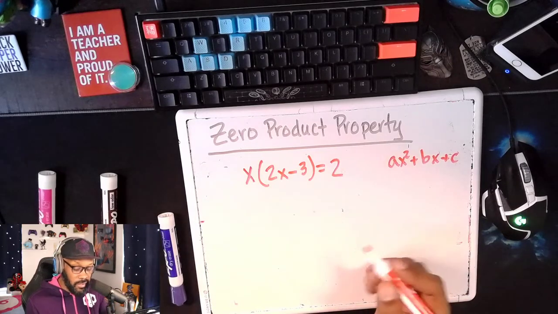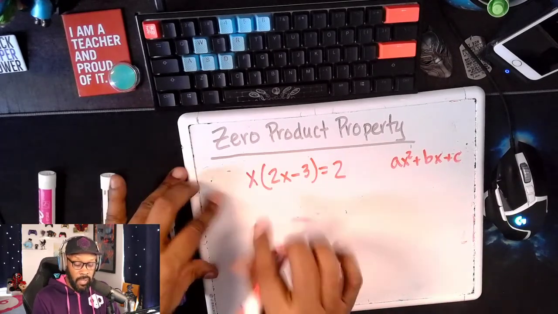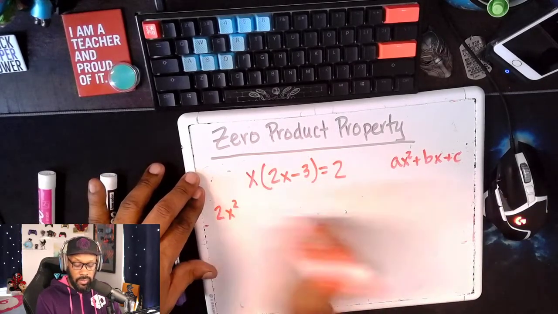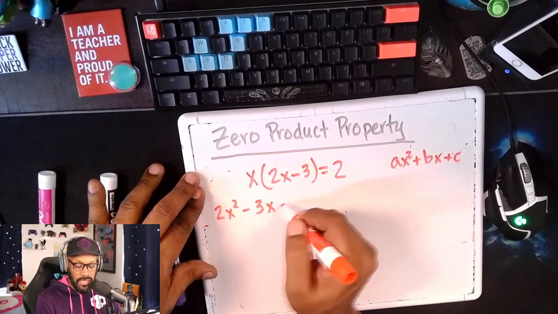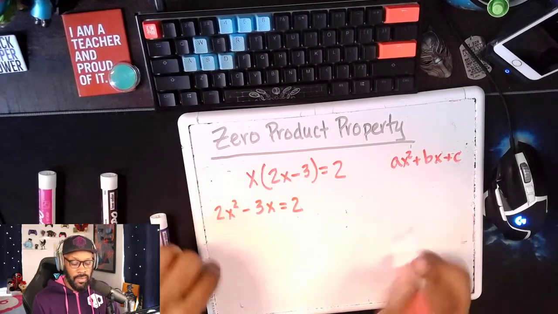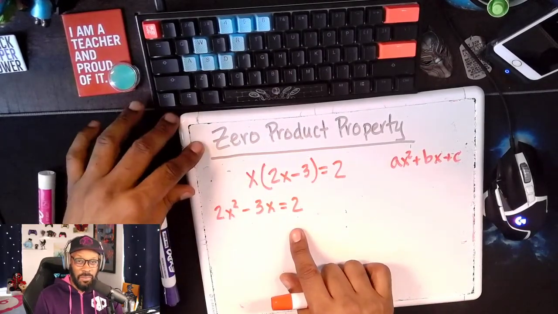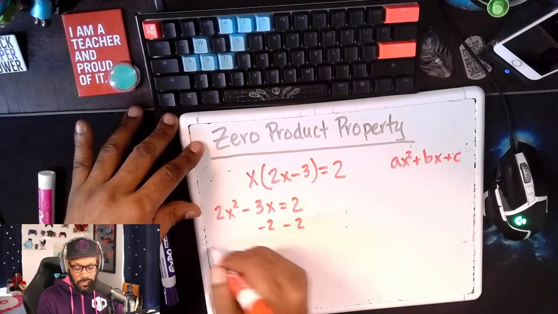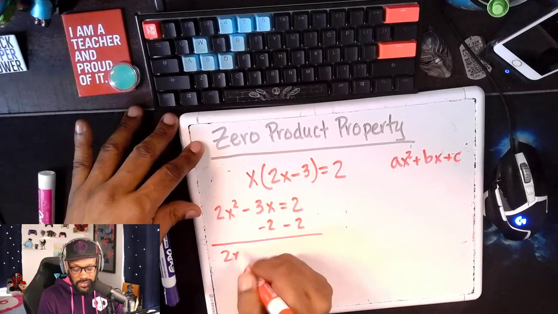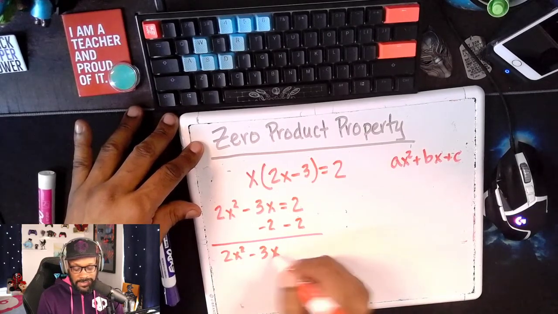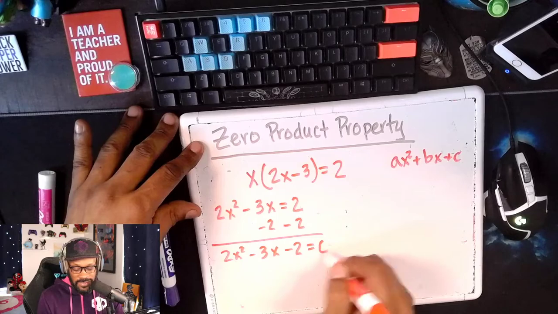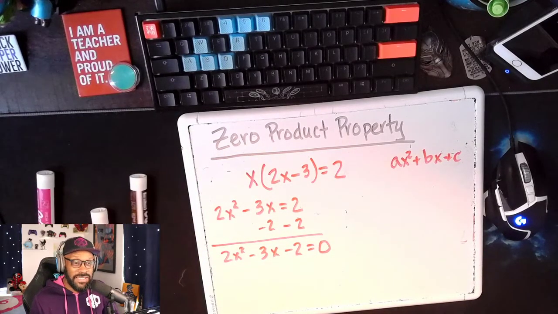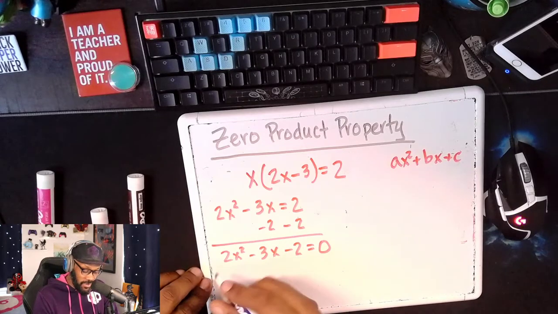I think some people are already talking about distribute. So let's distribute. Let's check it out. I'm gonna distribute this x all the way through, which is gonna give me a 2x squared minus 3x equals 2. And because it's zero product property, that's right, friends, you got to move that 2 on over. So if we move that 2 on over, we now have 2x squared minus 3x minus 2 equals 0. And this is factorable, friends. This is so factorable. Let's do it.